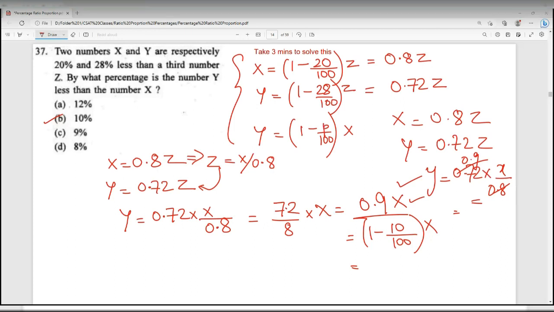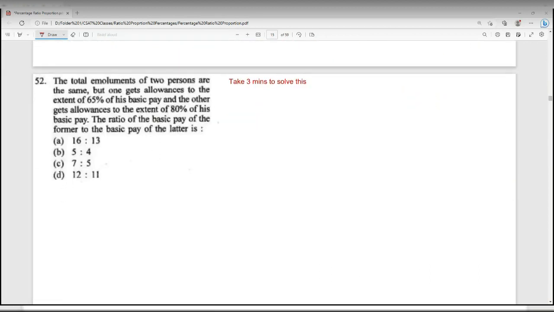If you still have any doubt, please ask, or else we'll move to the next question. Okay, we'll move to the next question. Take 3 minutes to solve this.